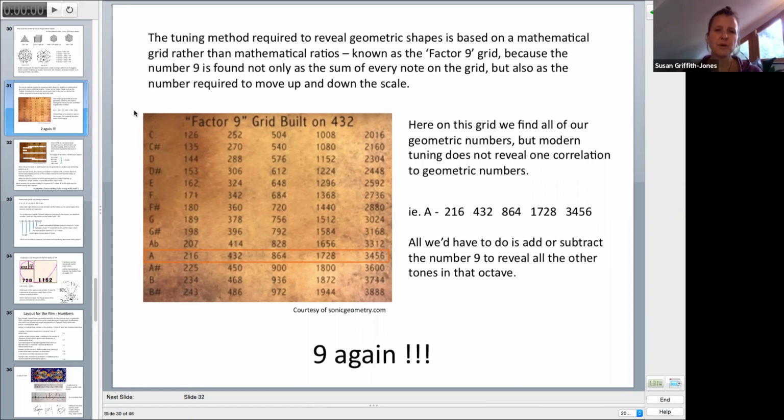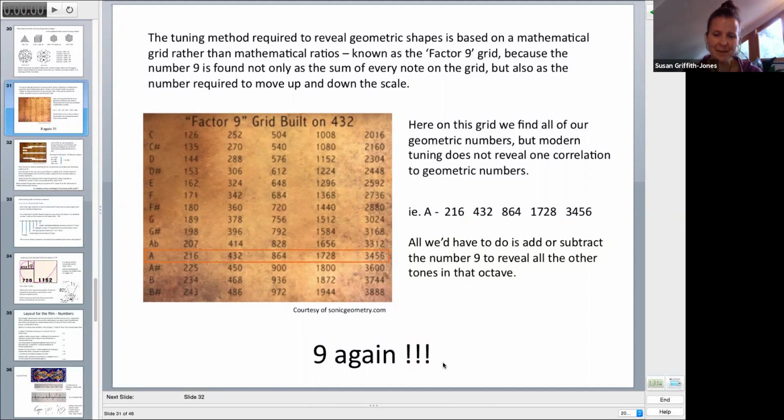The tuning method required to reveal the geometric shapes is based on a mathematical grid rather than mathematical ratios. This is known as the factor 9 grid because the number 9 is found not only as the sum of every note on the grid, but also as the number required to move up and down the scale. So 126 plus 9 is 135, plus 9 is 144, plus 9 is 153. So here on this grid, we find all of our geometric numbers which are related to these shapes, but modern tuning does not reveal one correlation to geometric numbers. So it's like in our modern world, we are out of tune, which is very, very significant. All we have to do is add or subtract the number 9 to reveal all the other tones in that octave, as I described here.